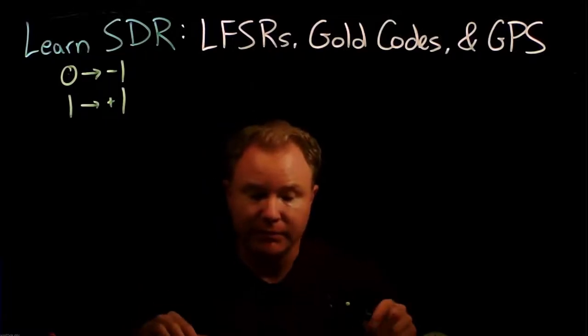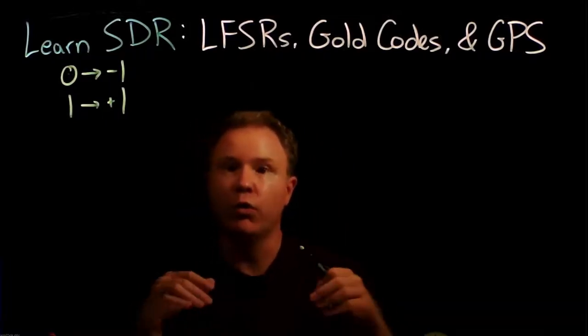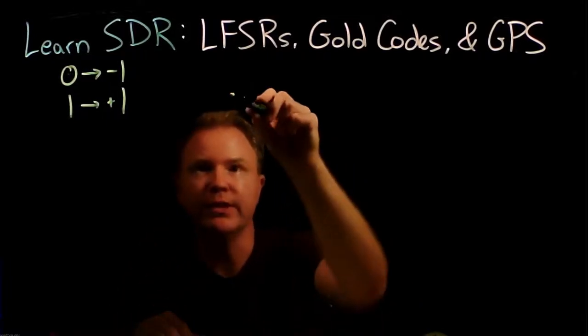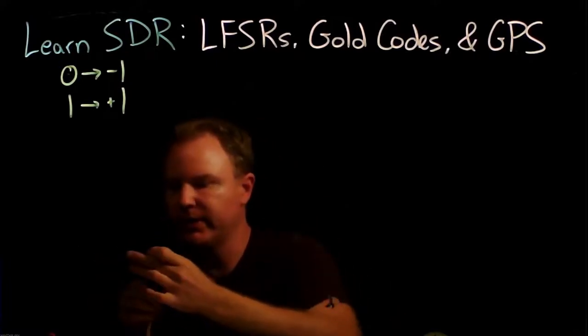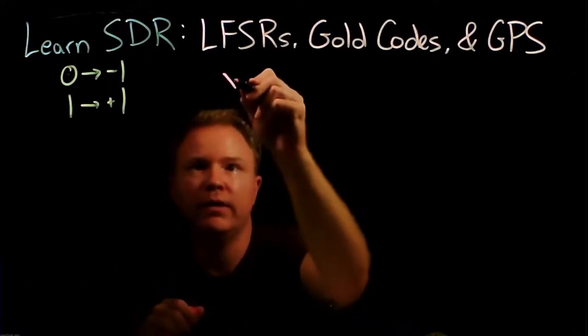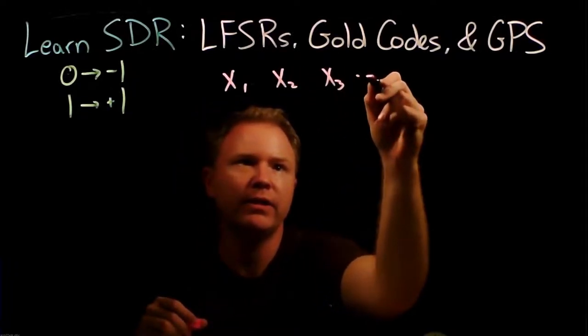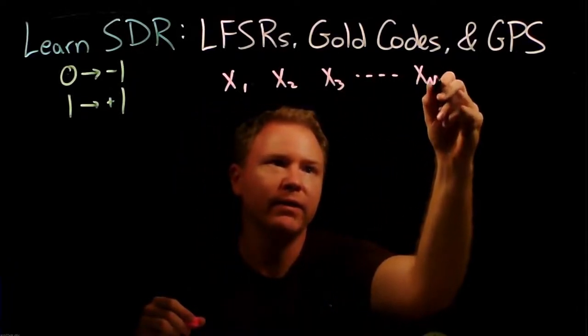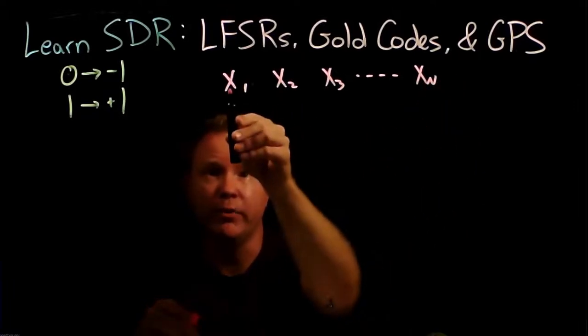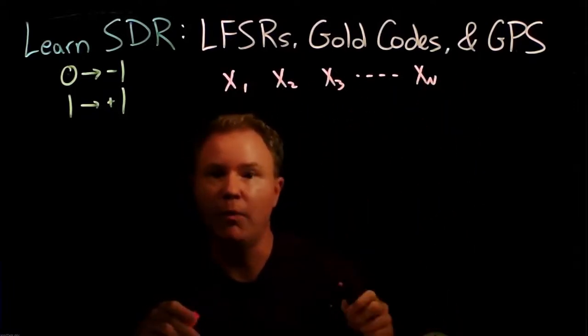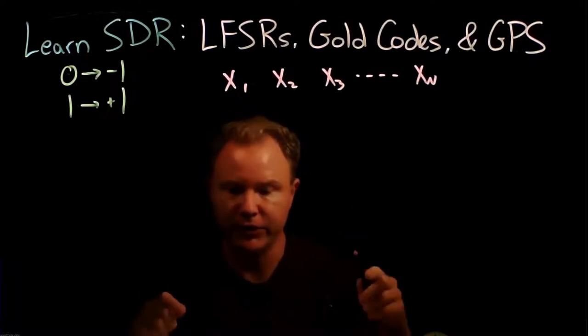So what is a correlation of two things? Well, if you have two sequences, let's say you have sequence X1, X2, X3, all the way up to Xn. And for us, these are all going to be numbers that are either plus one or minus one because they're the output of that last register.